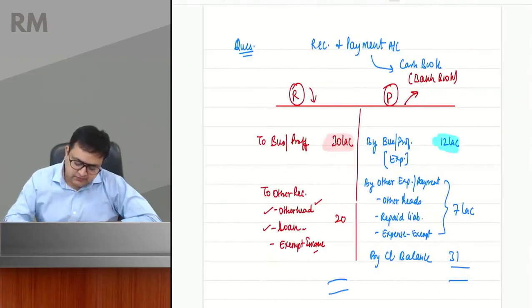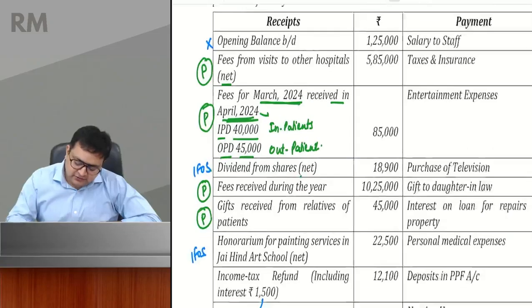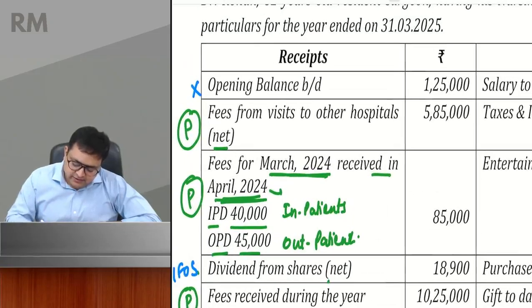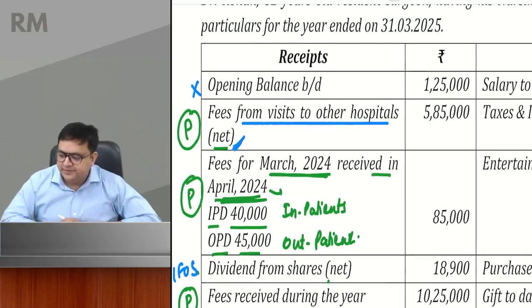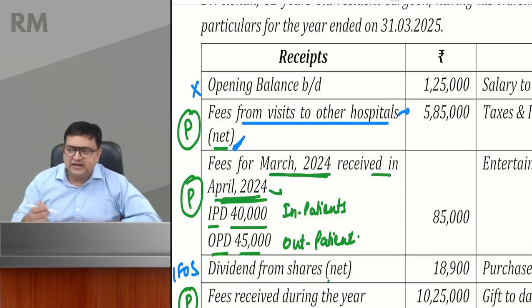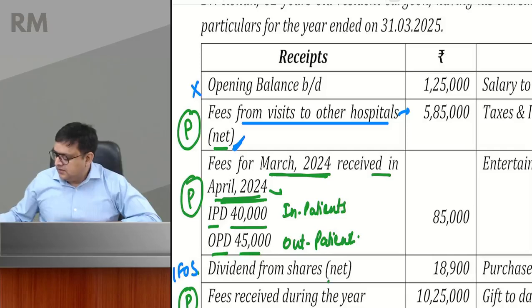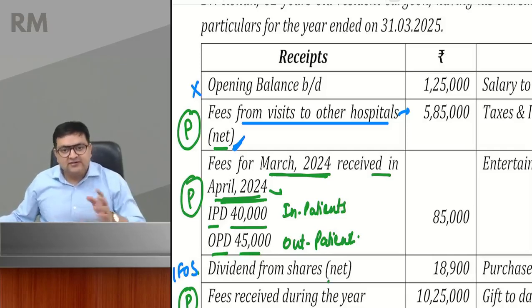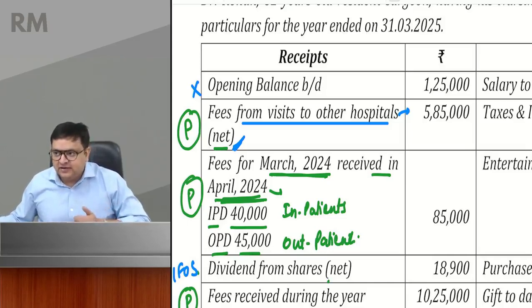Okay. So please tell me, in this question, fees from visit to other hospital, net amount is written over here, 585. How much will you take in PGBP, 585 or something else? The question will not give you 10%, because it is in your course that you should know there is 194J. 10% is the TDS. You will take it at the gross level.